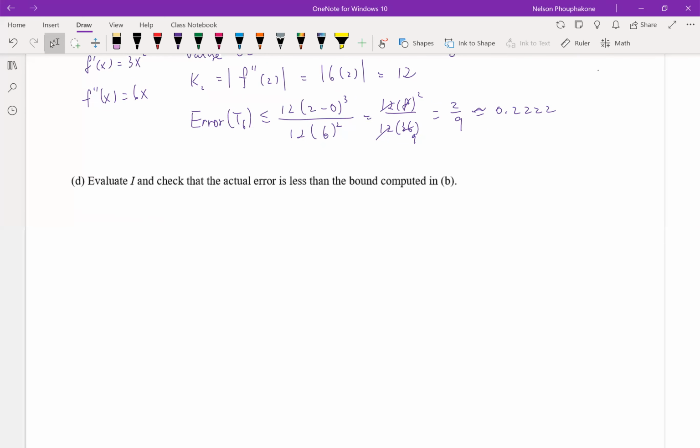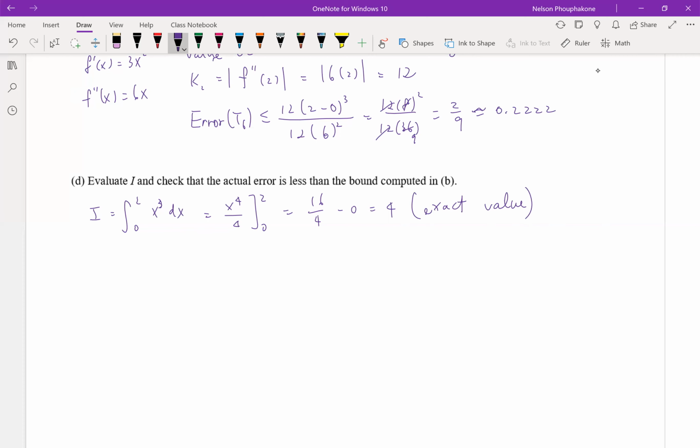Okay, so now let's check. First, we are going to evaluate I and check that the actual error is less than the bound computed in part B. So let's see what I is: we integrate from 0 to 2 of x to the power 3 dx. Then x to the power 4 over 4 evaluated between 0 and 2. Then I have 16 over 4 minus 0, so I have 4. Now remember, this is the actual value, the exact value.